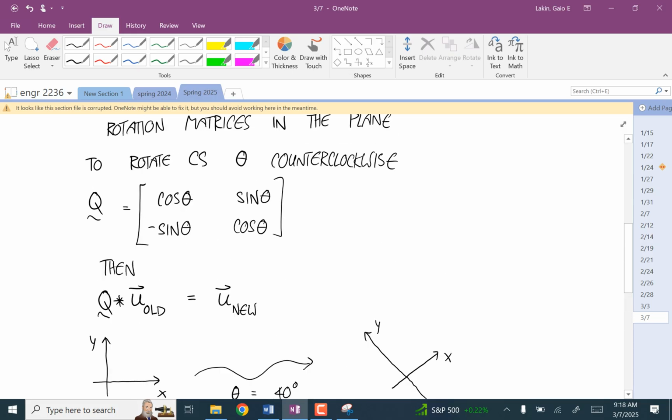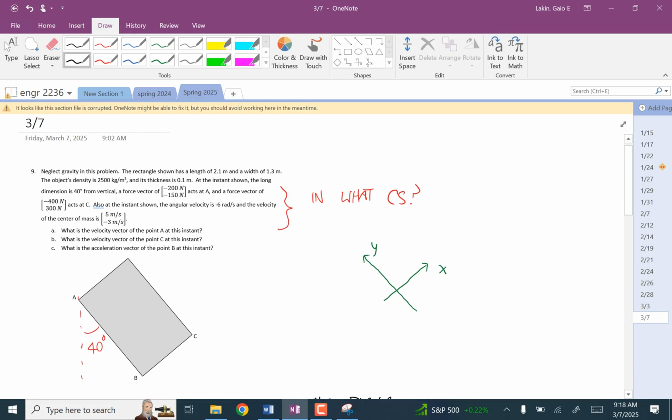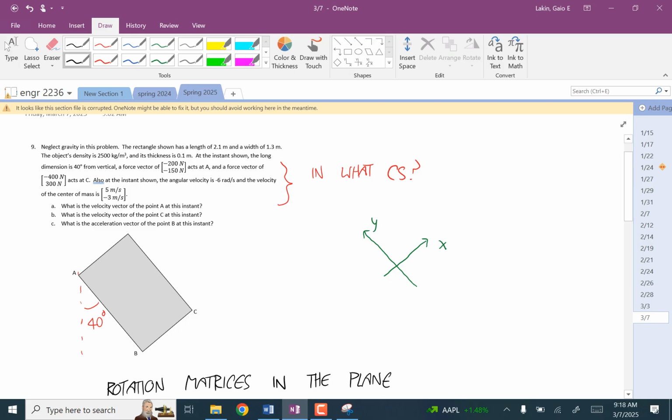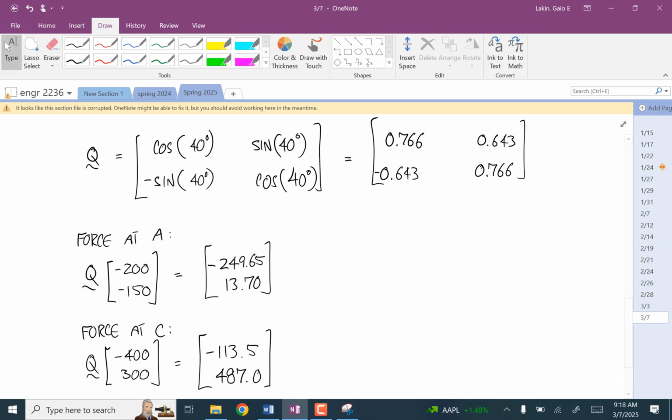All right, so now we have all of our vectors re-expressed in the new coordinate system. And we know that the angular velocity is negative 6. Do we have to re-express that angular velocity? Yep. I'm sorry, but what are you multiplying Q by to get the new values? The vector value in the old coordinate system. So that Q matrix times the force that was given. Okay. So that's what I'm doing.